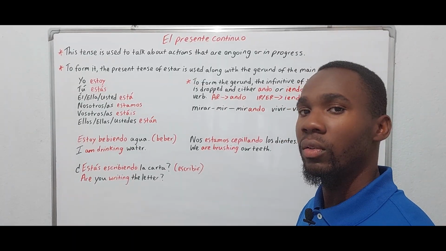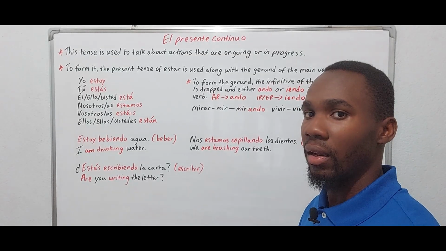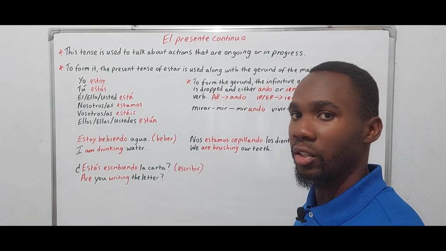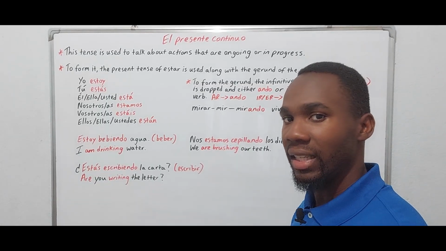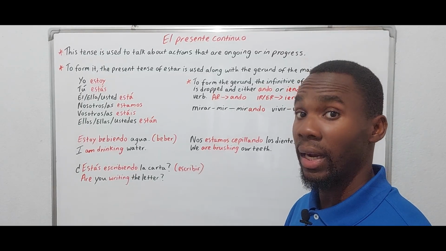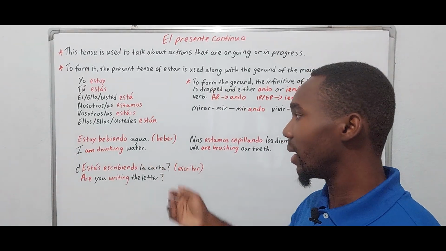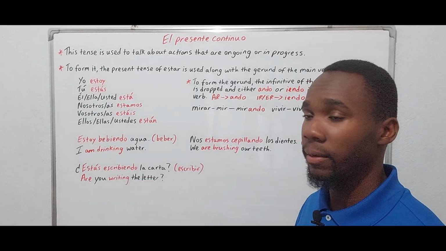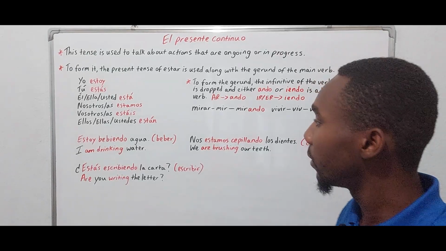So we know how to form it. The present tense of estar followed by the gerund of the main verb. If it's an ar verb, we remove the ar and we add ando. And if it's an er or an ir verb, we remove those endings and we add iendo. Okay? Now these are just examples of the present continuous, right? Because we have already done the context, right?